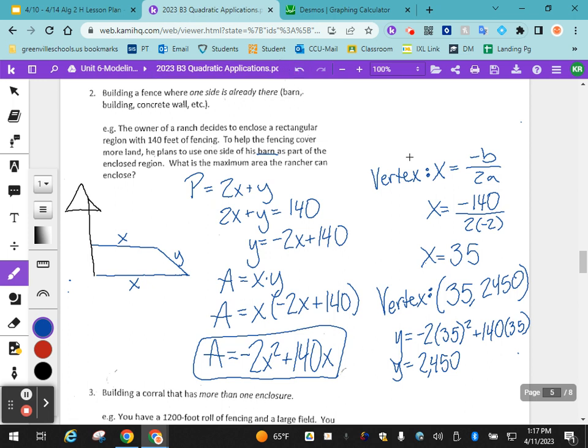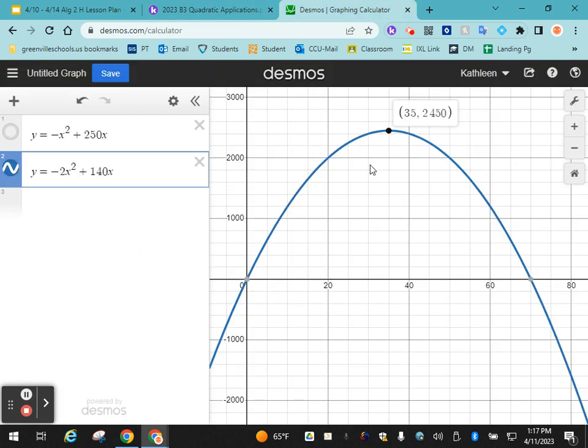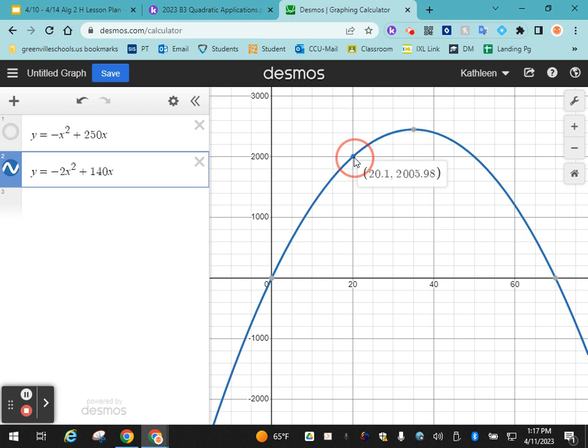Once you get there, how do you find the dimensions? Just to see, you could use different x's and you'll get different areas. We're using the vertex because that gives me the maximum amount of area. If you used a different x, you would just get different areas.